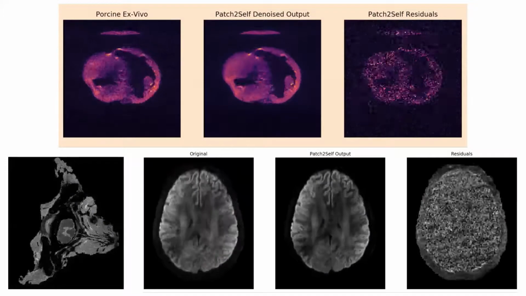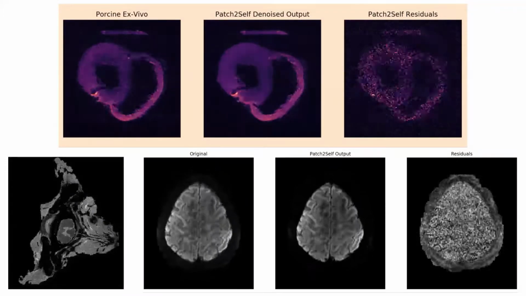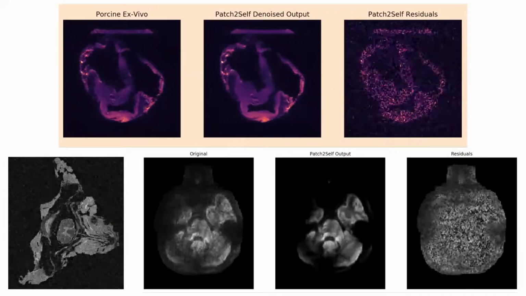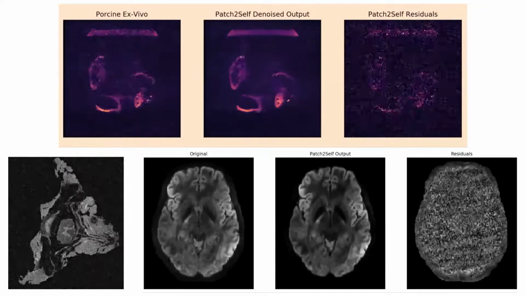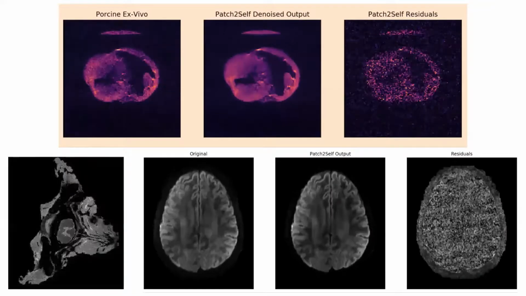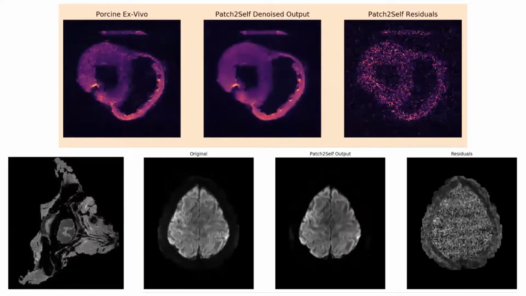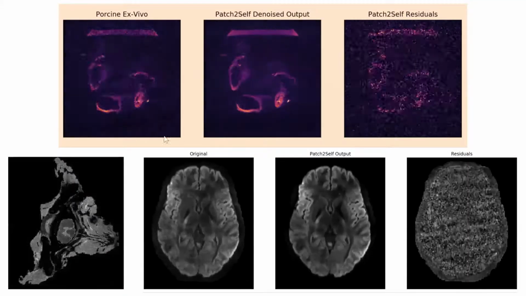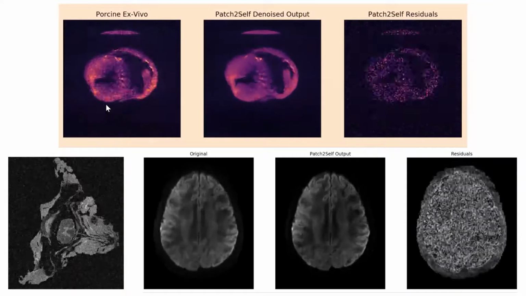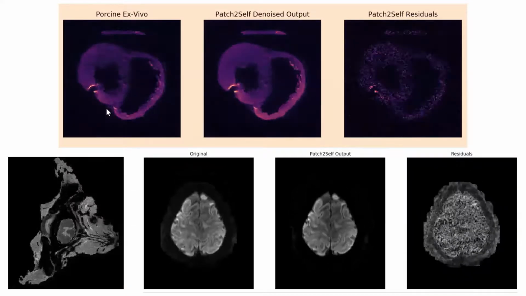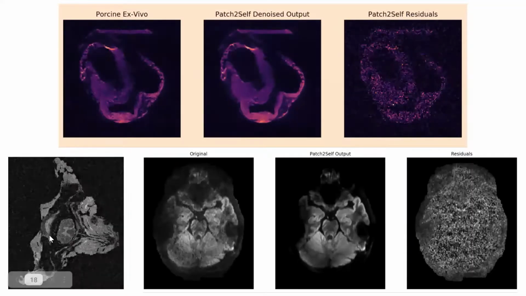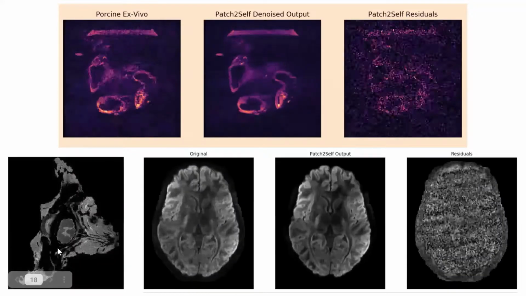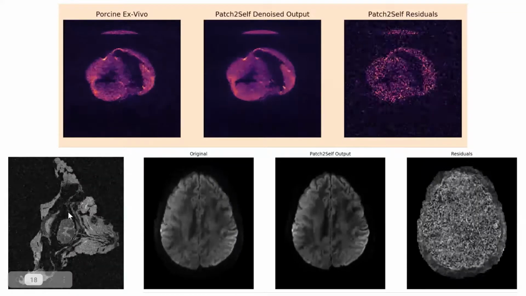So if you want, you can apply it after eddy current correction, distortion correction, susceptibility, whenever you want. And on top over here is the example of cardiac MRI. This is a porcine ex vivo data acquired by Dr. Daniel Ennis's lab. This is a spinal cord T1 weighted image. So this is an interesting one.